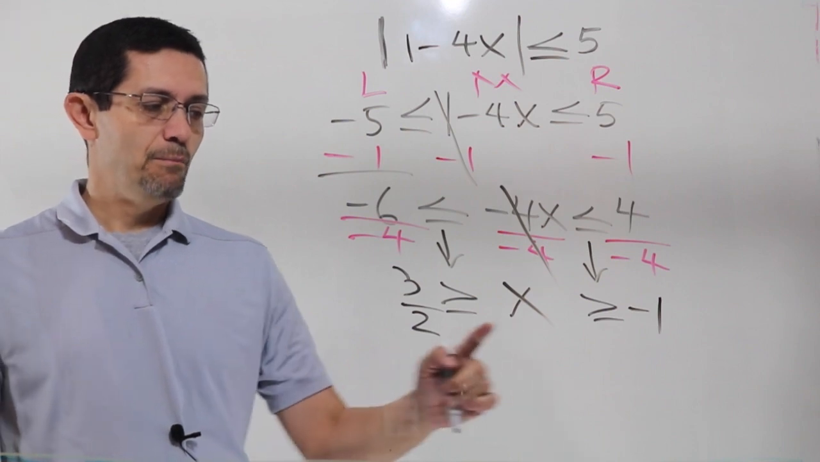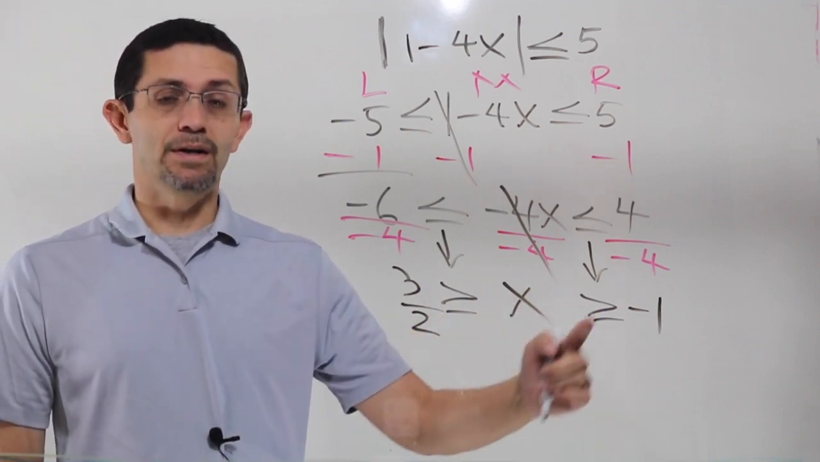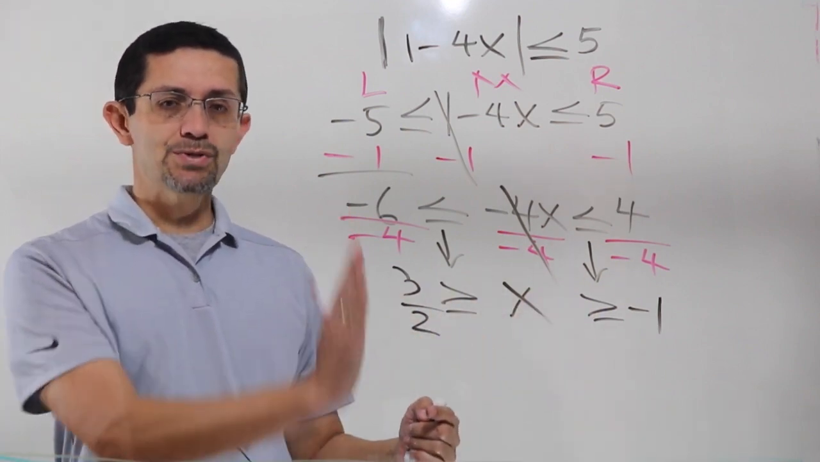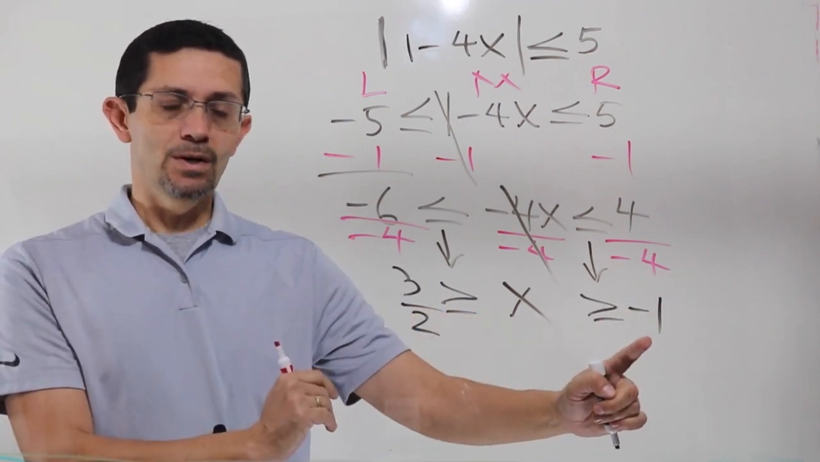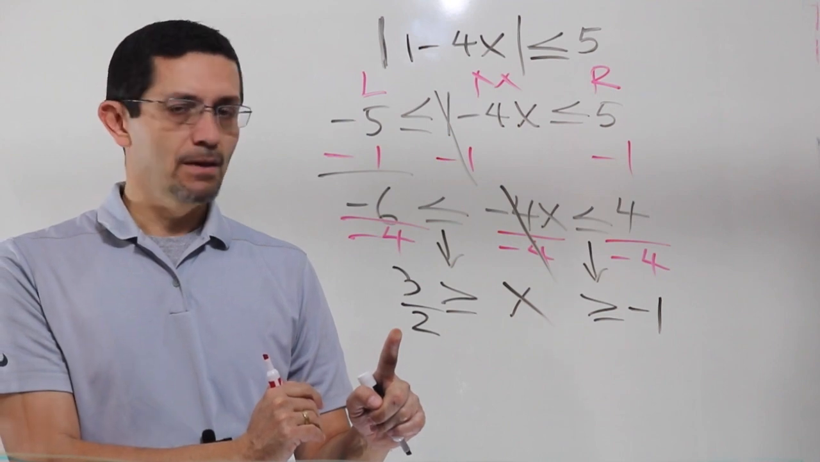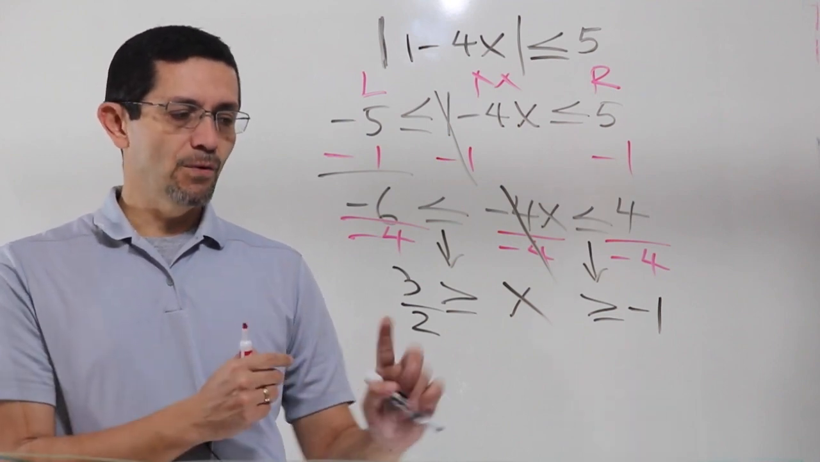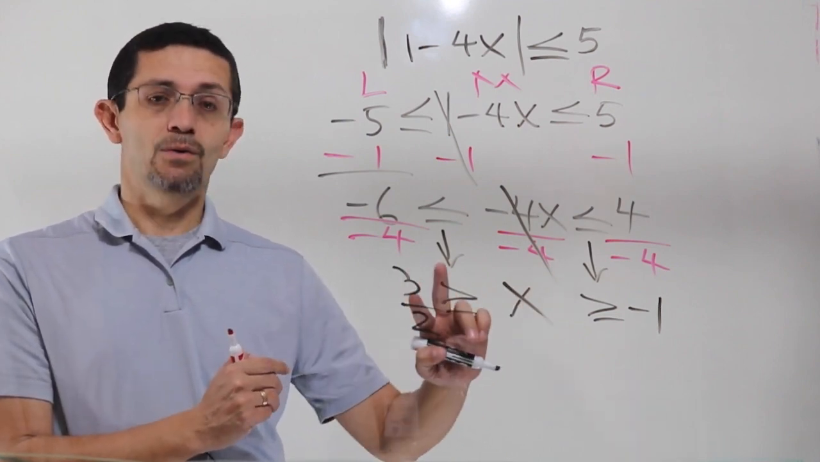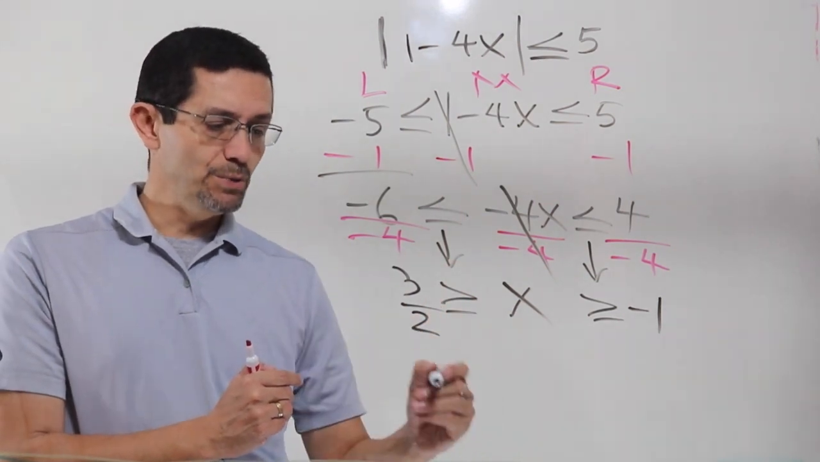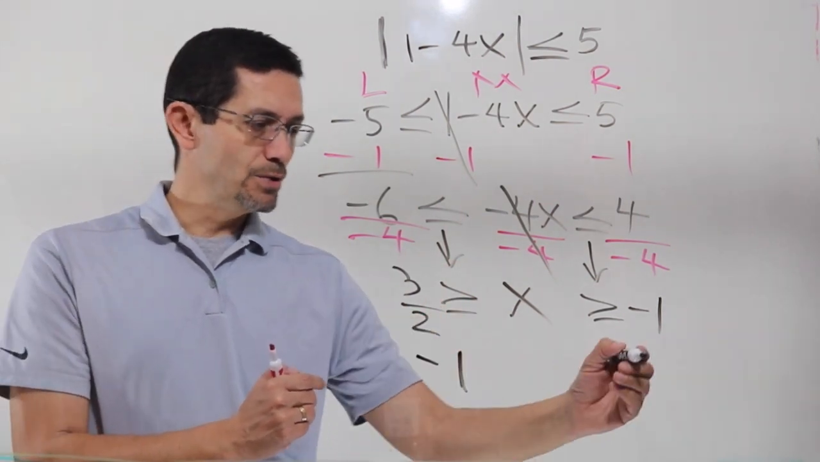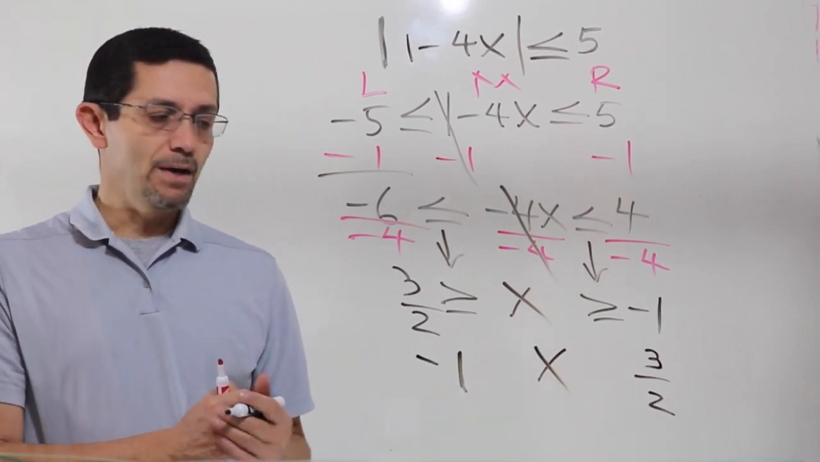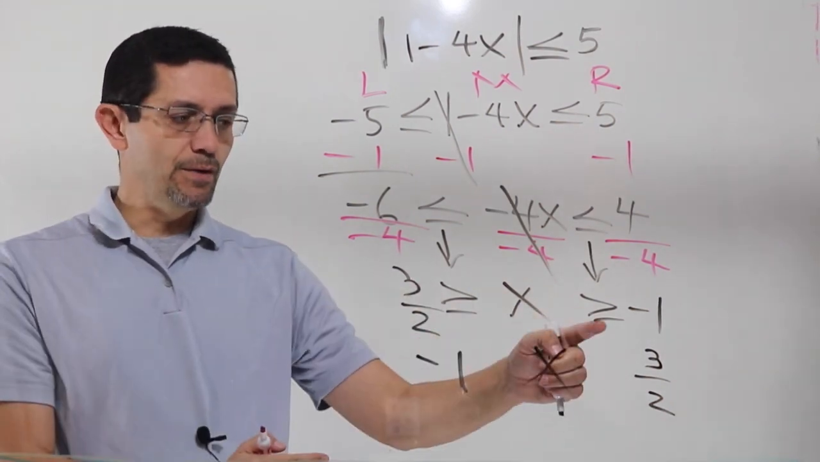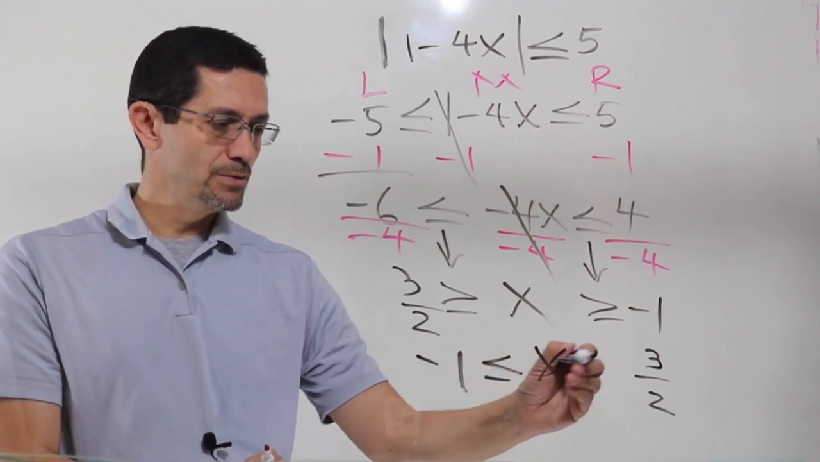But keep in mind, every time I'm doing an inequality, I want to have my lowest number on the left side and my biggest number on the right side. Is negative 1 greater than 3 over 2? No, it's not. Therefore, I got to flip this. I got to reorganize. Negative 1 should be on the left side, and 3 over 2 should be on the right side. X is in the middle, okay?